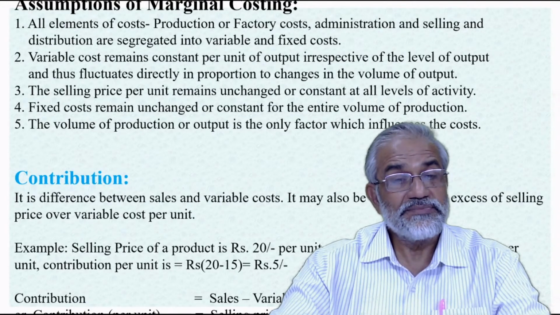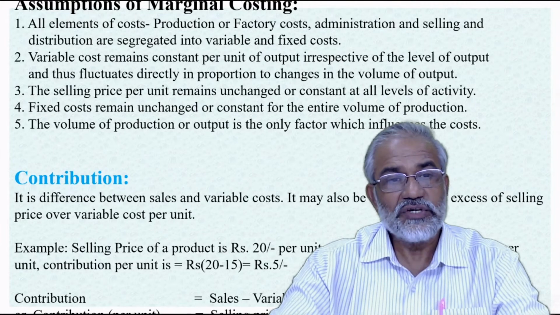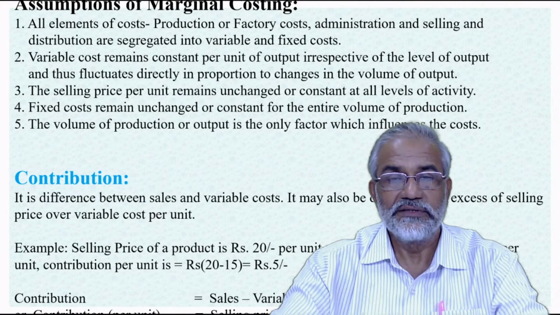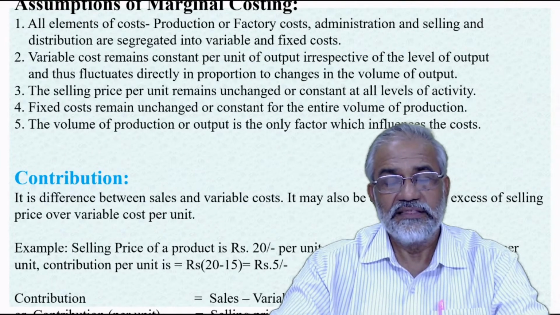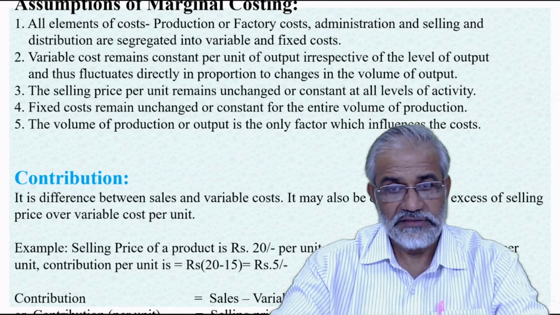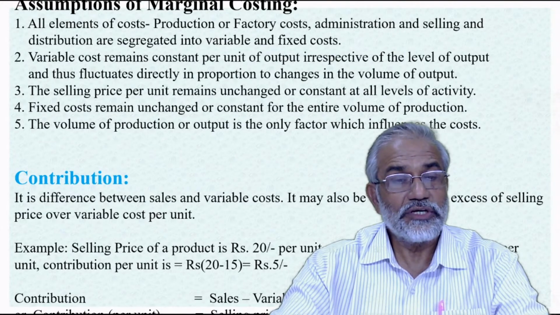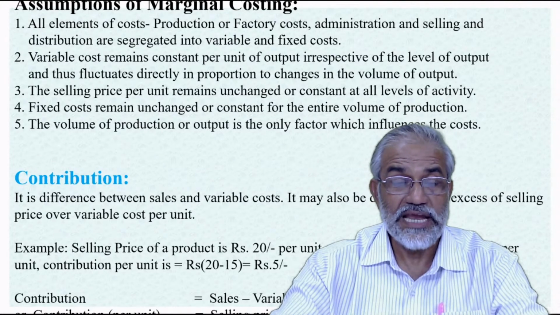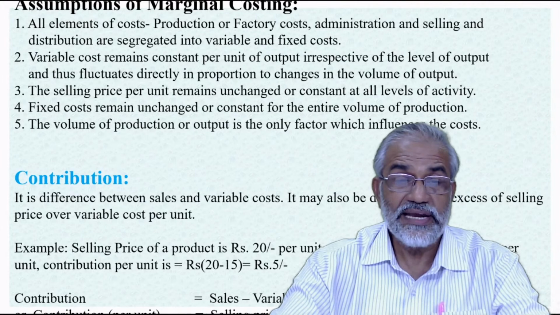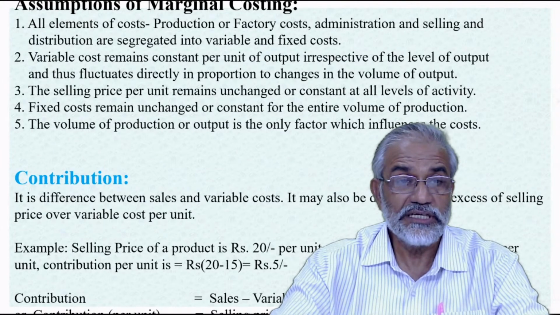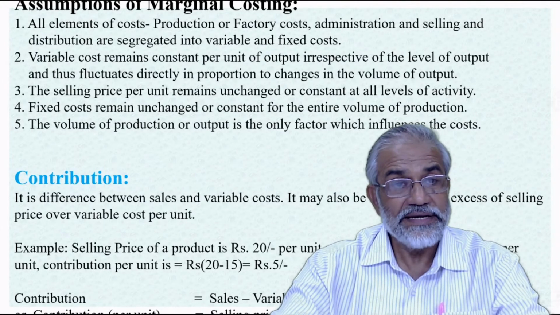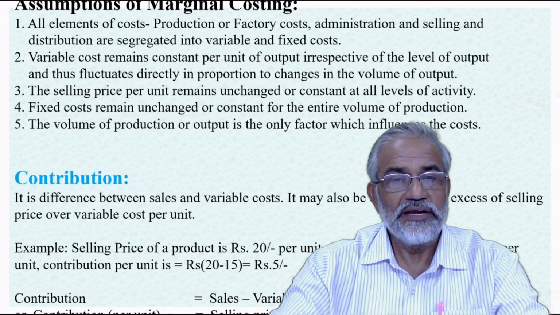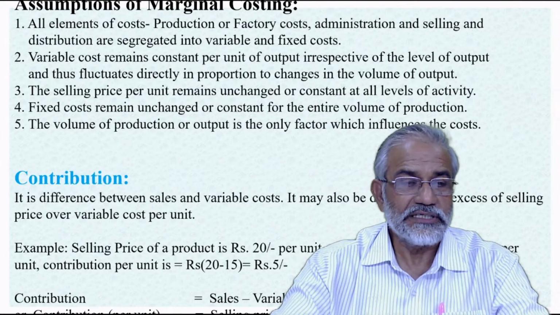The fourth important assumption under marginal costing is the fixed costs remain unchanged or constant for the entire volume of production. When you are assuming that the range of production is such, during that particular range of production, the amount of fixed cost will remain unchanged and constant. Per unit fixed cost will definitely vary depending upon the volume of production, but the fixed cost in totality over the period will remain constant and will never change over the volume of production.